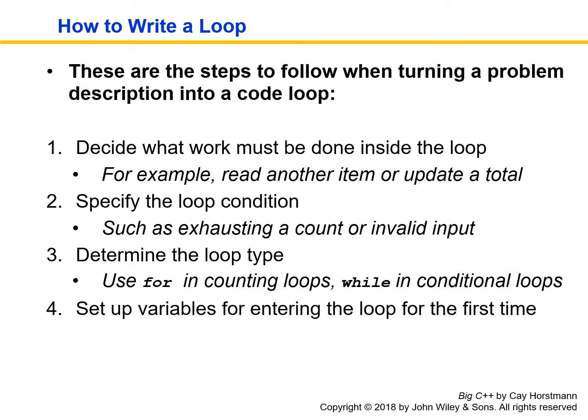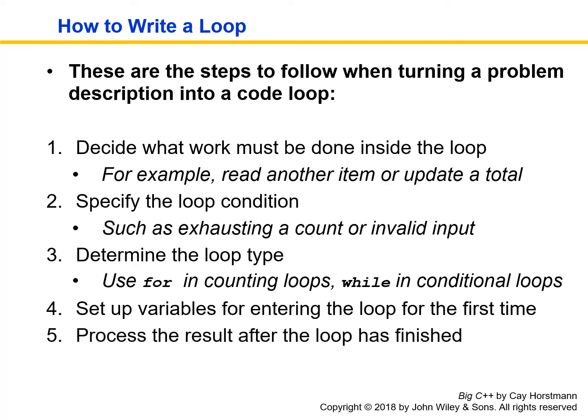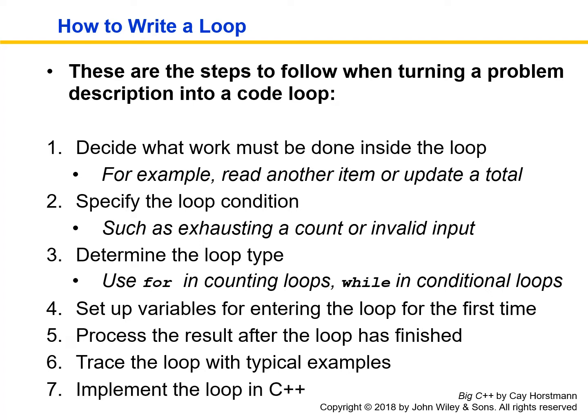And you're going to set up the variables for entering the loop for the first time. For loops often don't have any variables that need to be set up because the counting variable is part of the for loop definition. But while loops always have to have their conditional variable defined before you get to the while loop. You're going to process the result after the loop has finished. And then, as per K. Horstmann's perpetual suggestion, you're going to trace the loop with typical examples before you write it in C++ code to make sure that the loop that you've written on paper will translate into good C++.